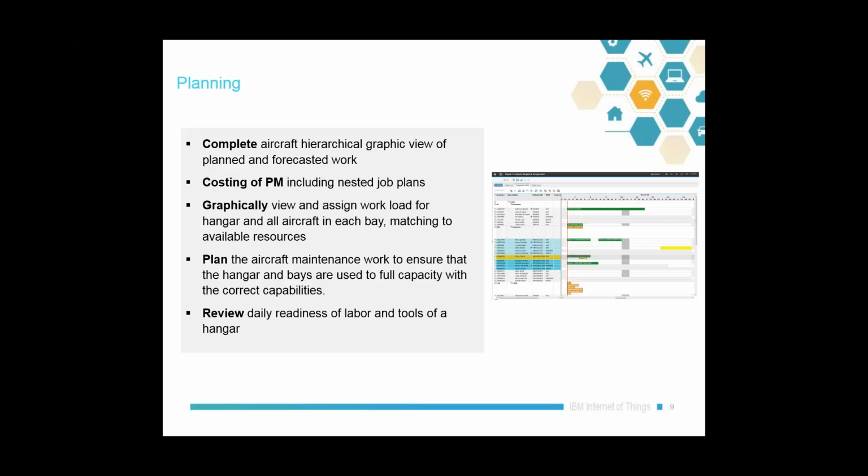We've got a cleaner hierarchical view of the planned and the forecasted work. We've got some enhancements that we did around the costing of the preventive maintenance based off of the nested job plans. We've introduced some new technology from the graphic standpoint within the underlying scheduler product. And with that, we've been able to leverage that to enhance the graphic viewing of both viewing and assigning workload, both at the hangar level as well as at the aircraft within each of the bays.